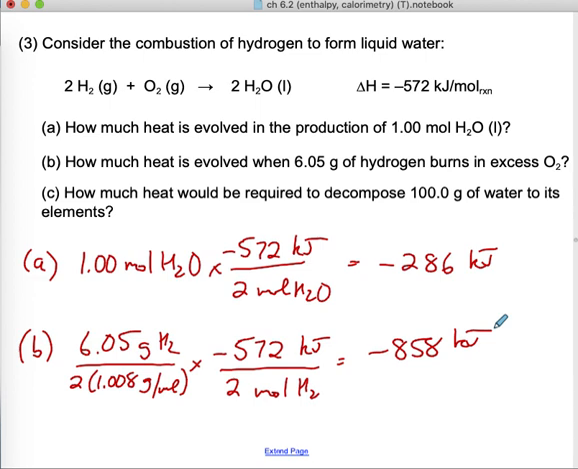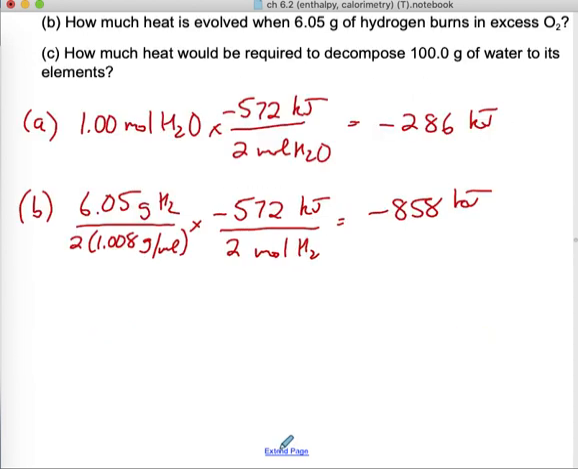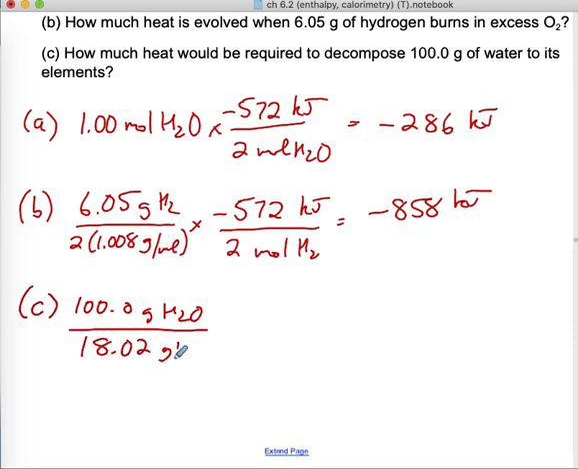Then finally, how much heat would be required to decompose 100.0 grams of water to its elements? Because we are considering the reverse reaction, that is the decomposition of water to hydrogen and oxygen, that will be an endothermic process. So I'll take my 100 grams of water, divide by the molar mass to convert from grams to moles, and multiply this now by positive 572 kilojoules for every 2 moles of water, again because there's a coefficient of 2, to give me a value of plus 15.9 kilojoules.